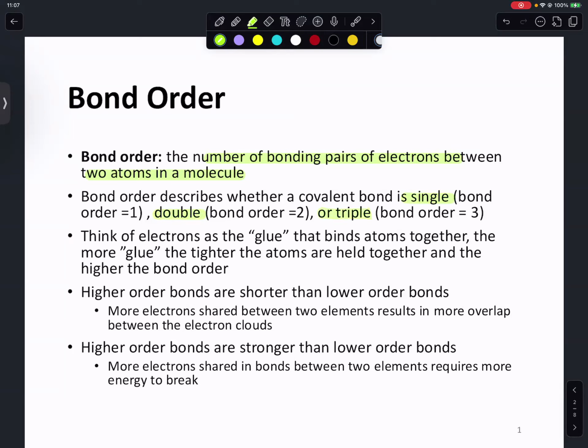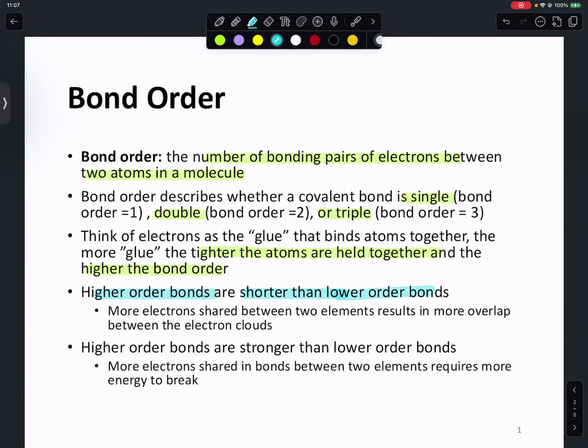triple bond. And more specifically, we want to think about the electrons in the bonding pairs as glue that binds the atoms together. And the tighter the atoms are held together, the higher the bond order. So, building on this information, we can say that a higher bond order means that the bonds are shorter than something with a lower bond order, okay?